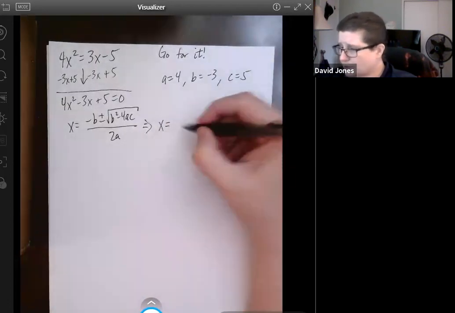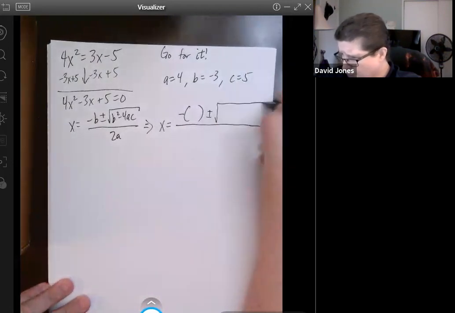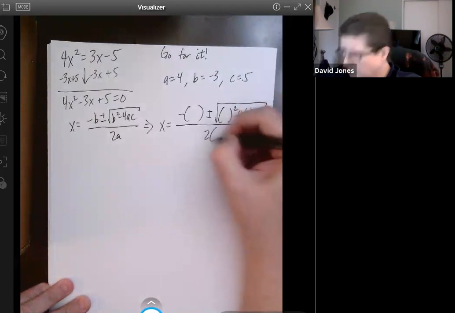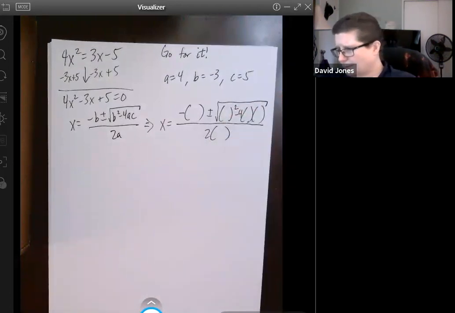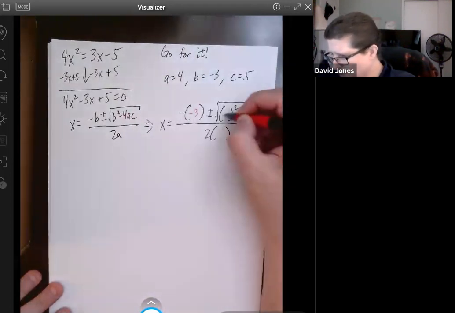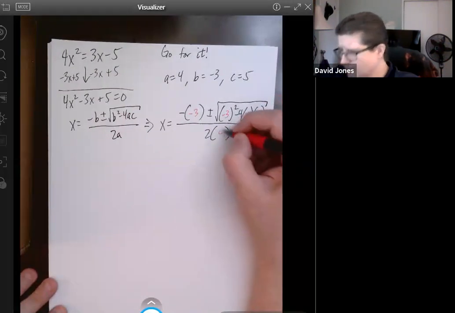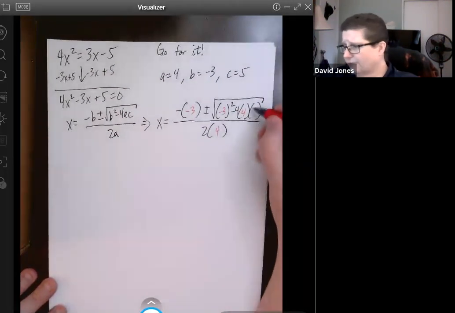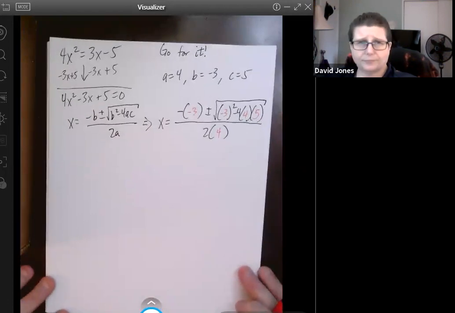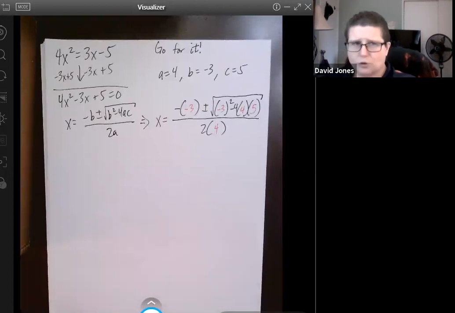X equals, I'm just putting in some parentheses. And I'm replacing a, b, and c with parentheses, and I'll fill them in now. B is -3, that goes there, and that goes there. A is 4, that goes here, and that goes here. And c equals 5. Now we just gotta go slow. Don't rush it.